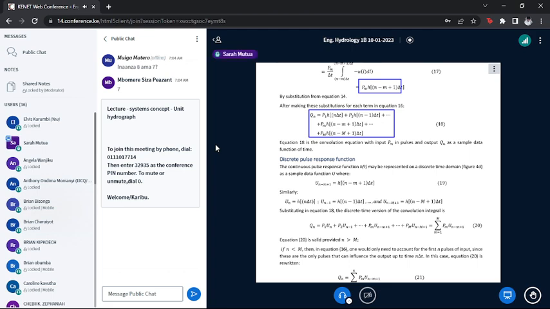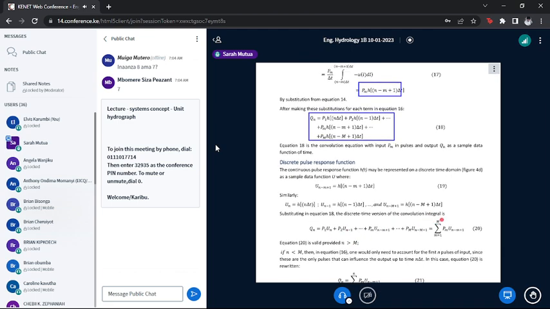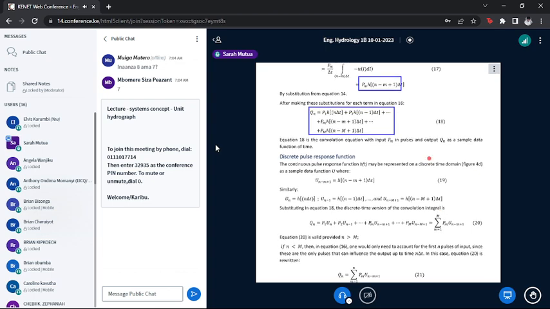And if you now substitute these values in equation 18, the discrete time version of the convolution integral, and you simplify, you're going to get this expression: Q of n equals the summation, m equals 1 to M, of P of m, U of n minus m plus 1.